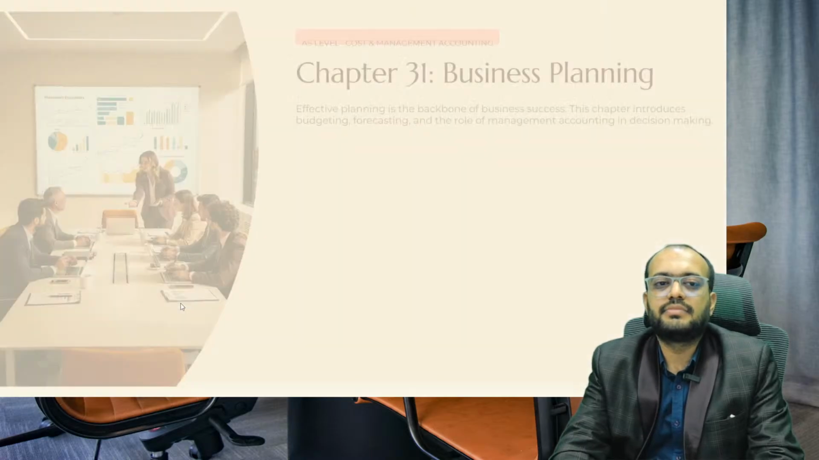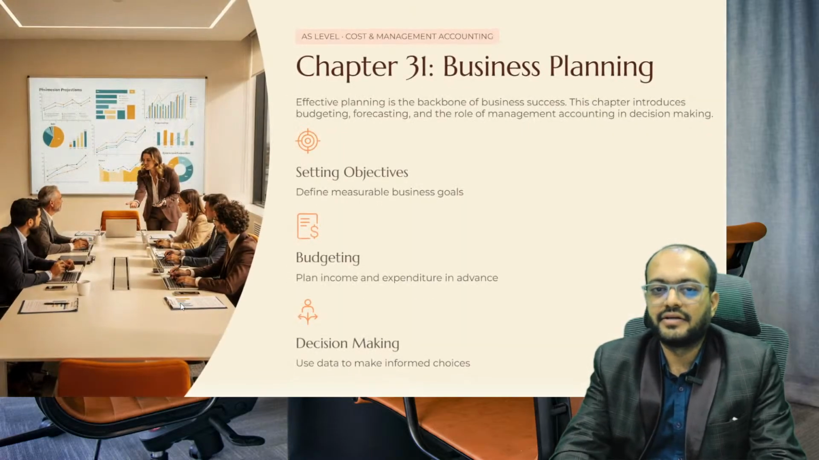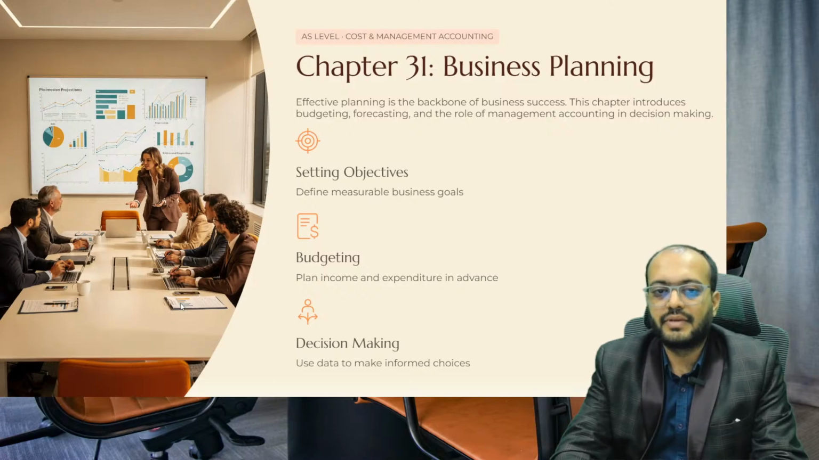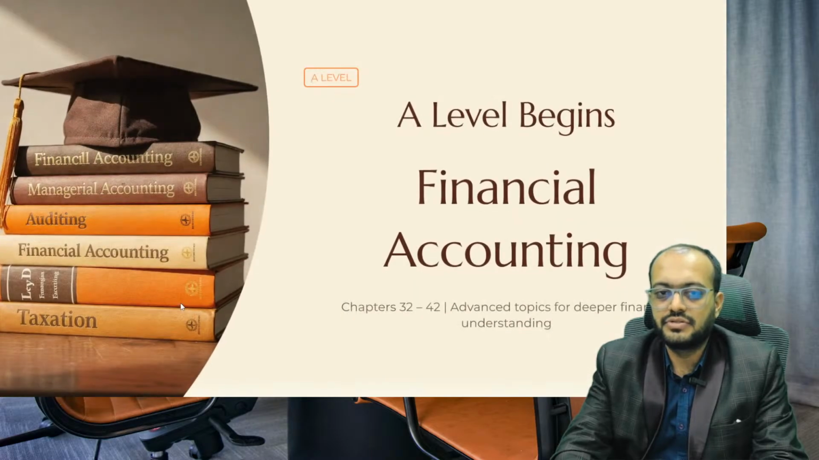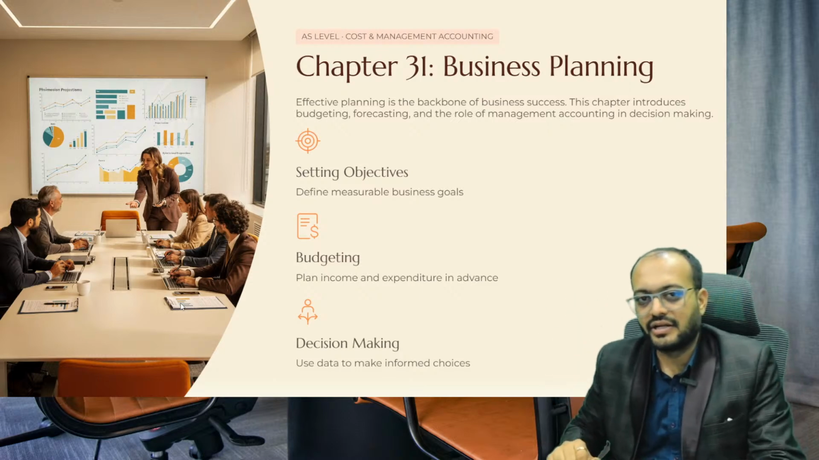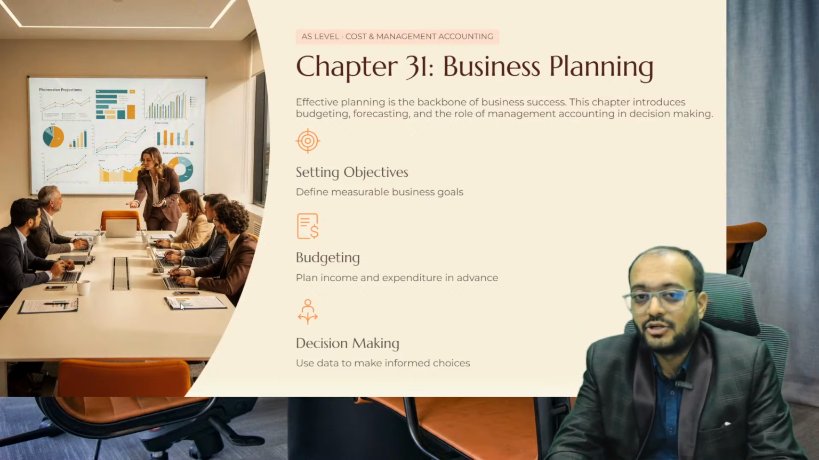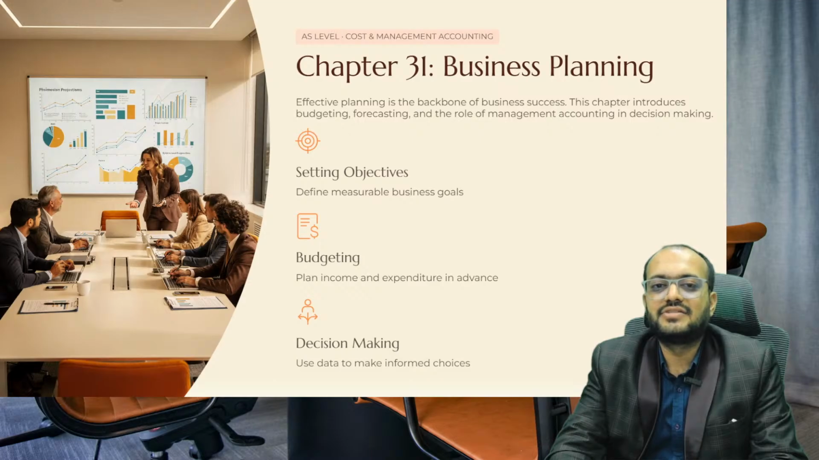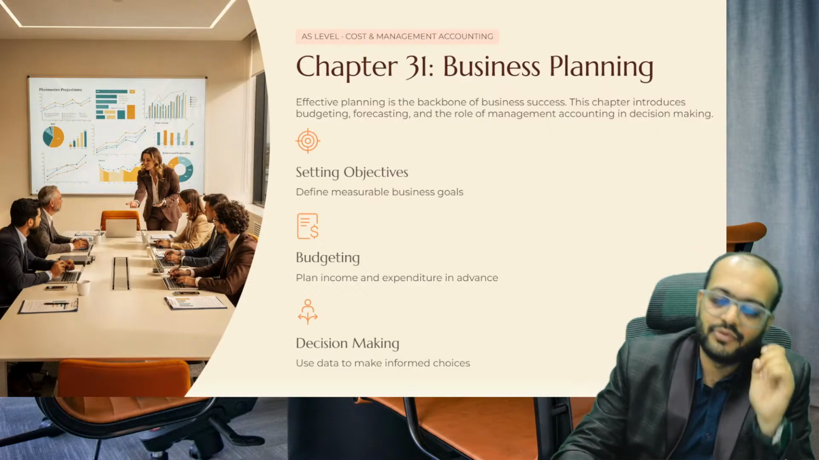Then chapter number 31, business planning. If you are planning to do the business, we have to set the objectives, we have to set our budget also, and we have to take decisions accordingly. This is of course a part of management. That's why these topics belong to cost and management accounting.